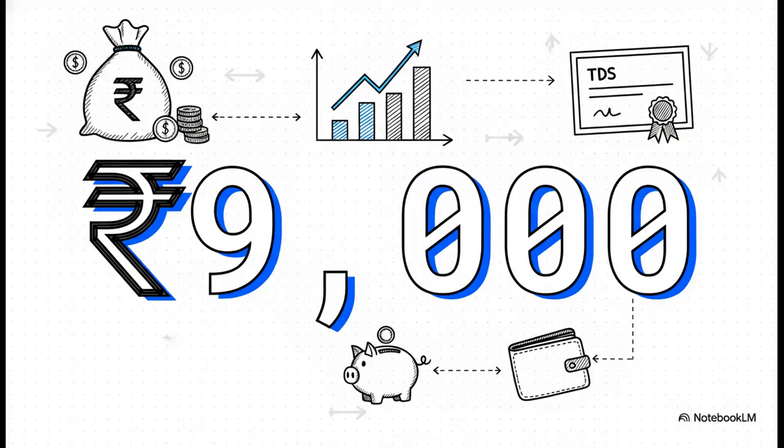So the big takeaway here is that the final payout actually hitting the lender's pocket is exactly 9,000 rupees. The company then hands a TDS certificate over to the debenture holder so they can claim that 1,000 rupee tax credit later when they file their own taxes. It's actually a pretty seamless system once you wrap your head around the math.